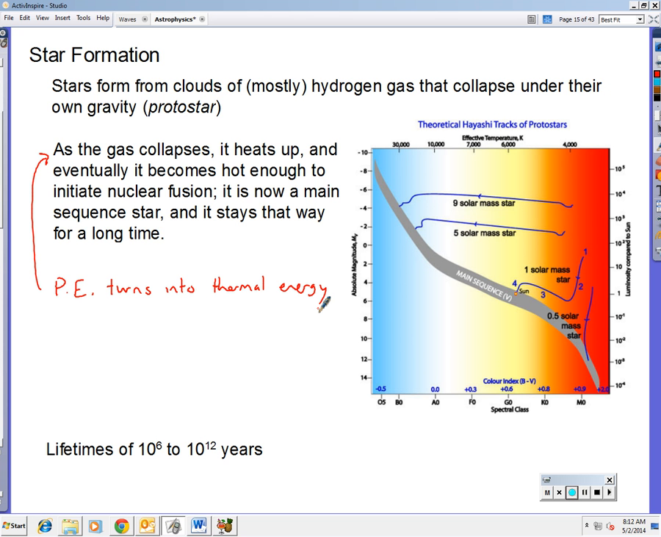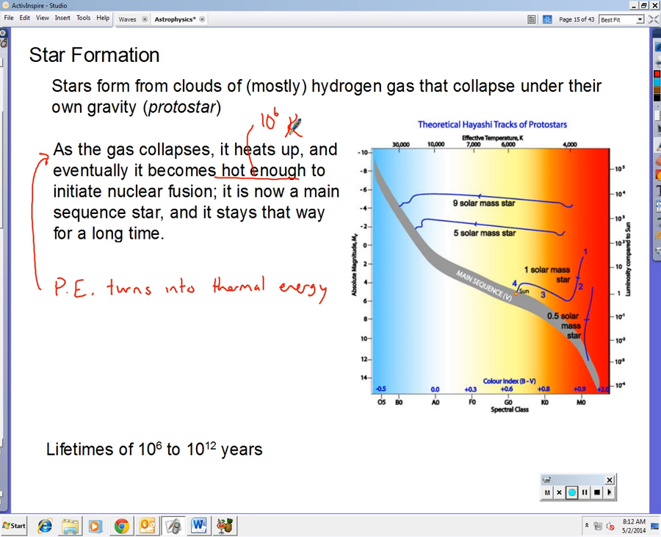Remember, that's something on the order of 1 million or so Kelvin. And once nuclear fusion ignites, we now have a star. And specifically, we have a main sequence star.